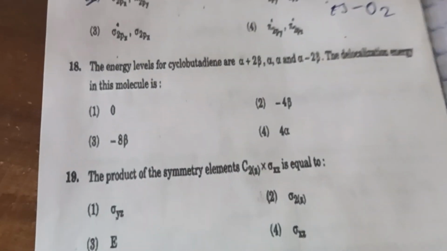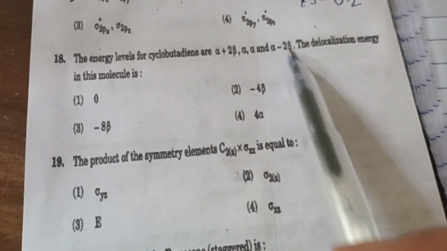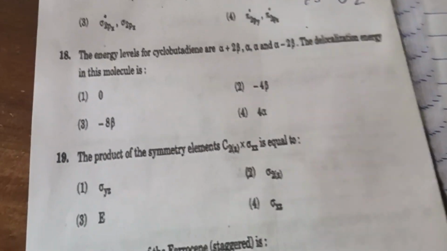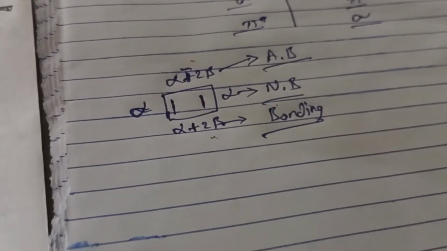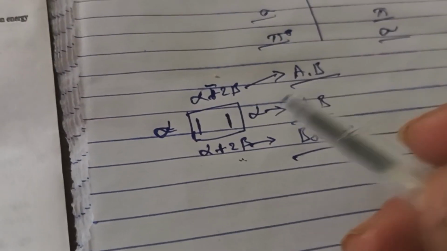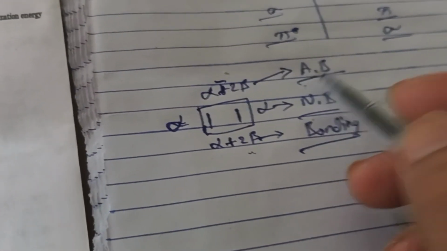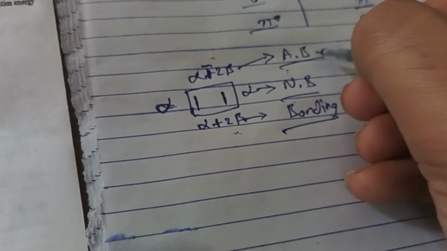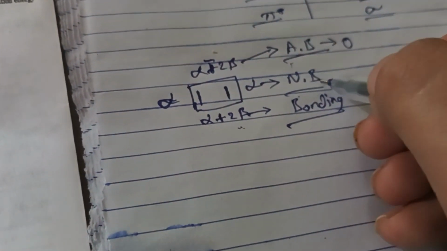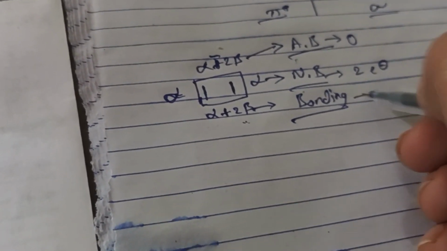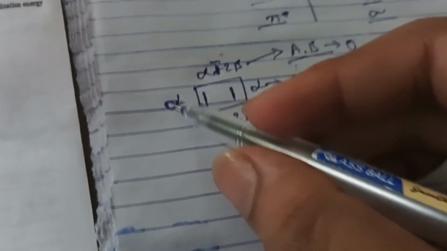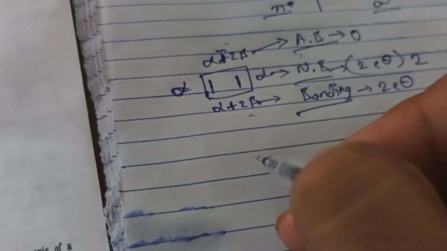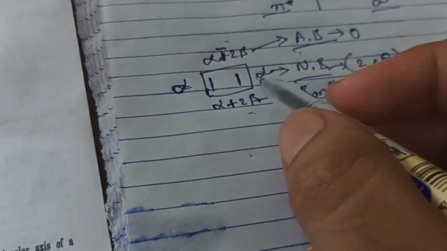Whenever a question is asked about the delocalization of the energy and they are asking about the energy levels, then we have to make a diagram like this for bonding, non-bonding, and anti-bonding. If we make it like this, there are no electrons in the anti-bonding, so that is 0. For non-bonding there are 2 electrons, and for bonding there are 2 electrons, hence 2 into 2, since there are 2 alpha. Then the condition will be 2 into 2, 4.